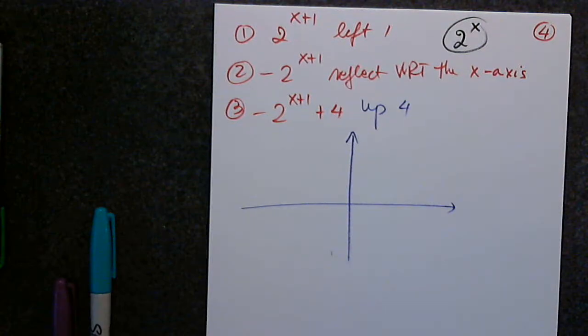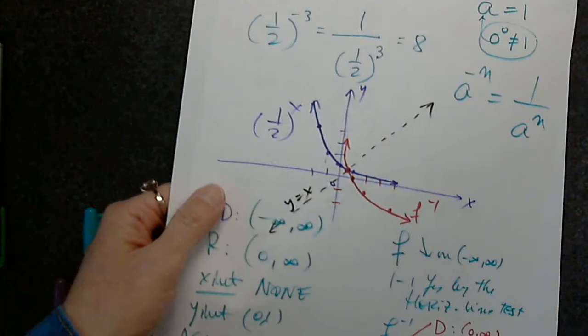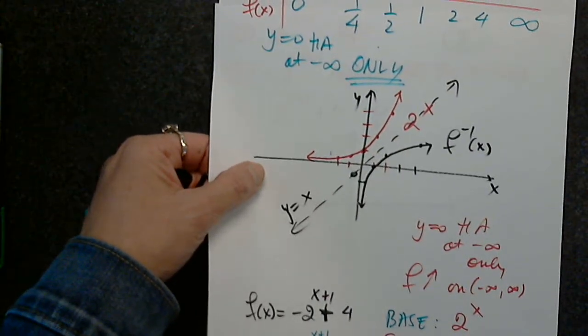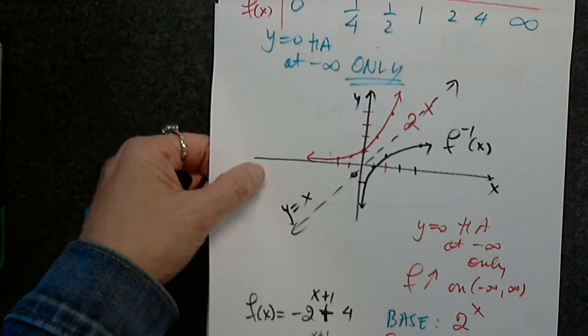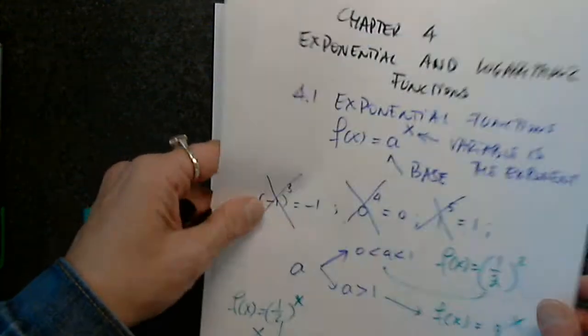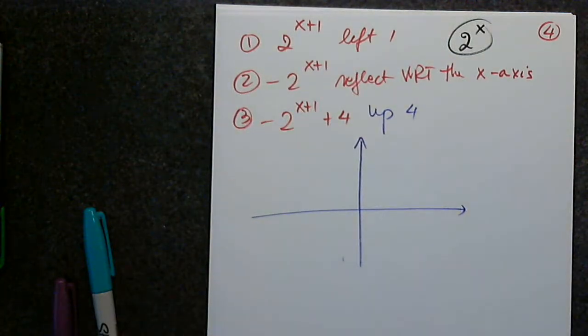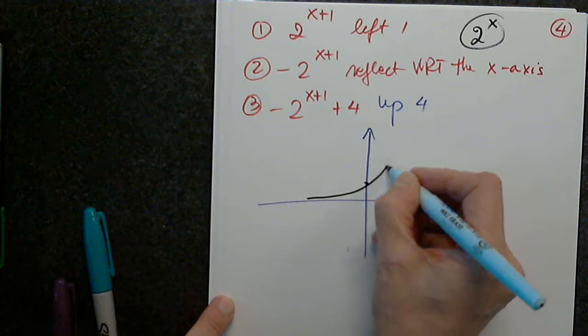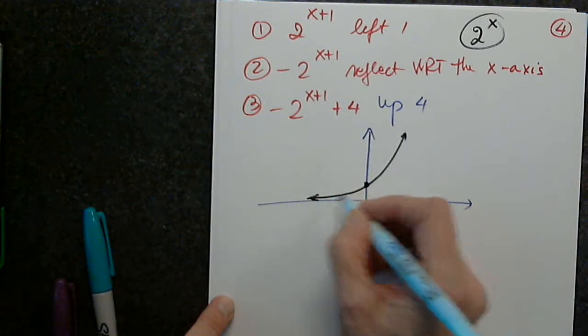So if we go back to our graphs, we know that all pure exponential functions, no transformations, will cross the y-axis exactly where? When x is 0, y is 1. All pure exponential functions would do that. So here's the graph of 2 to the x.